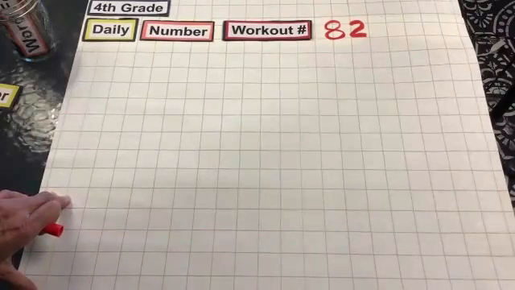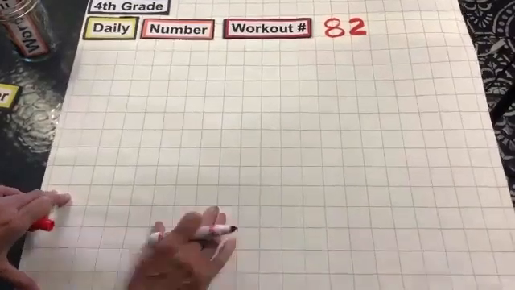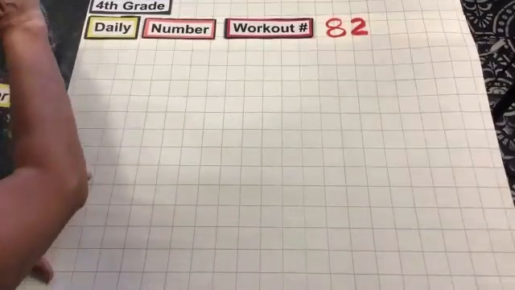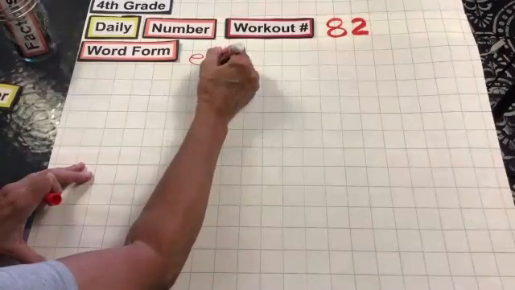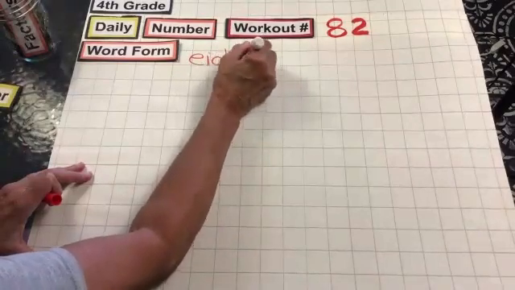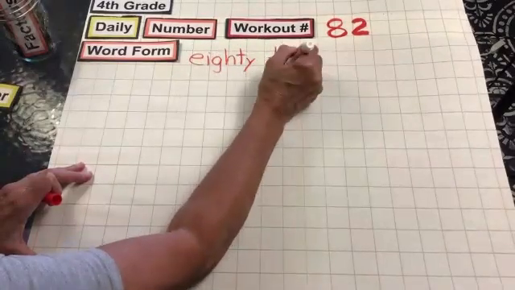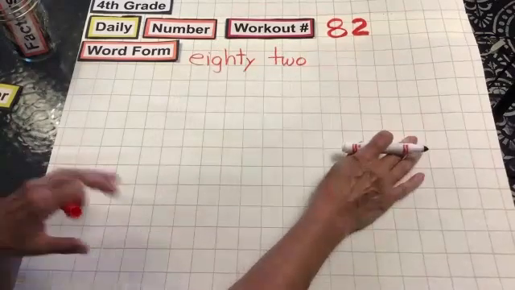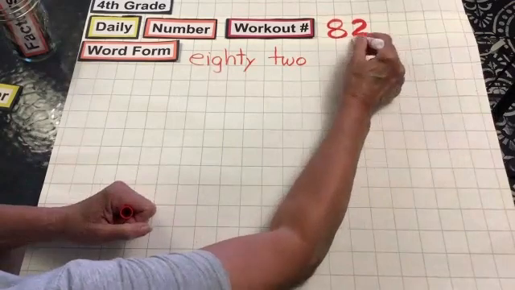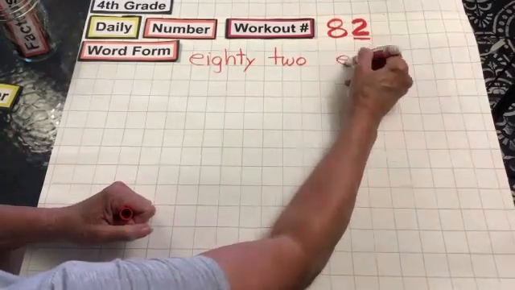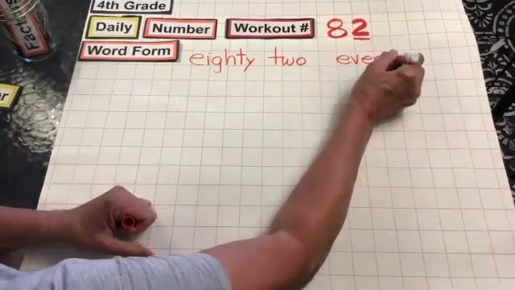Today for fourth grade, we're doing number 82. So let's get started with our word form. 82, eighty-two. And since there's a 2 in the ones place value, this is even.